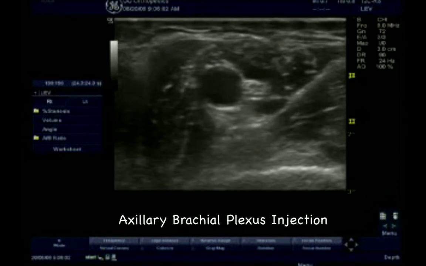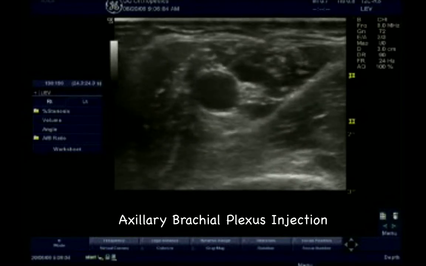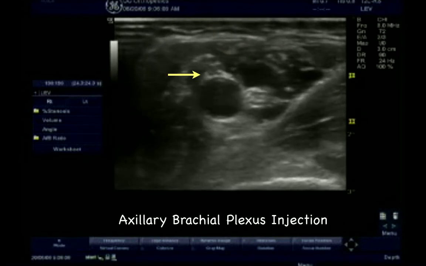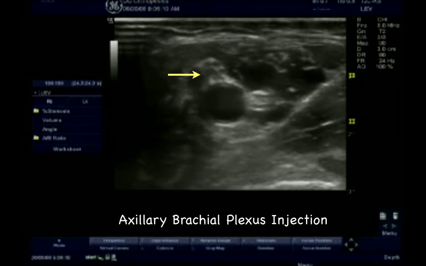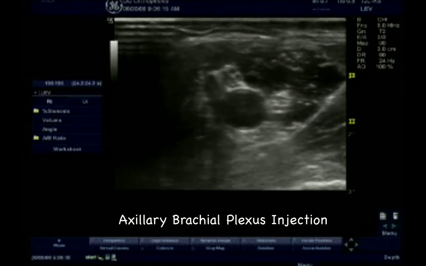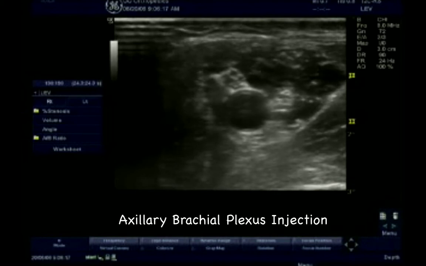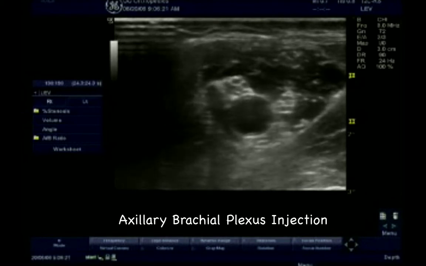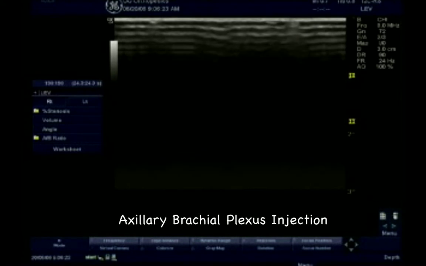Now, as we are in the correct fascial plane, and as the spread of local anesthetic continues to increase, you're seeing a second nerve become apparent, and that's the median nerve at 11 o'clock, pointed out by my second arrow. With increasing spread of local anesthetic, you have the artery completely surrounded and have a wonderful block.